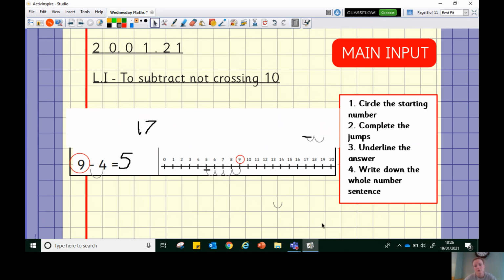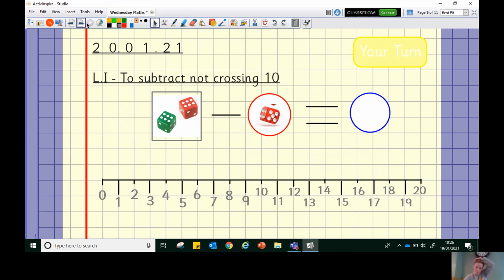Okay, so you are going to have a go at those yourself. So you roll your dice, you roll 2 dice to get your answer, to get your starting point. Then you need to roll 1 dice and then get your answer.